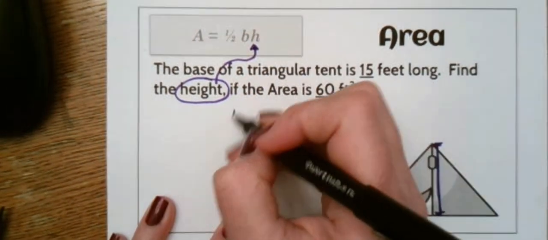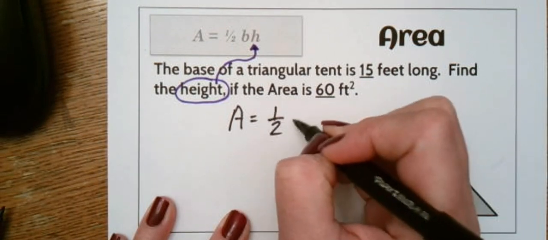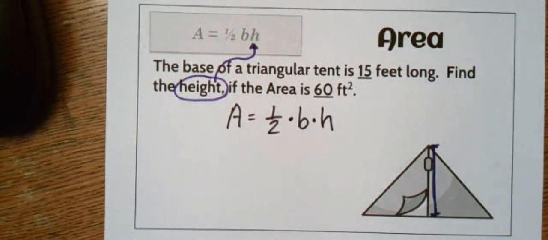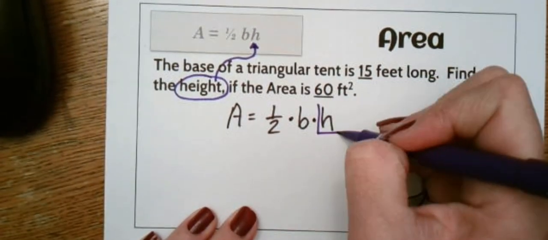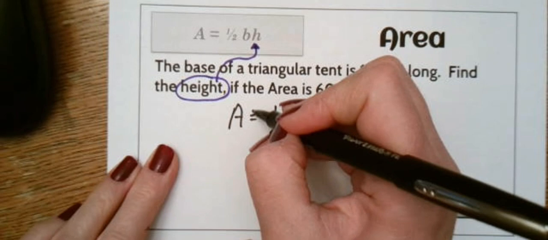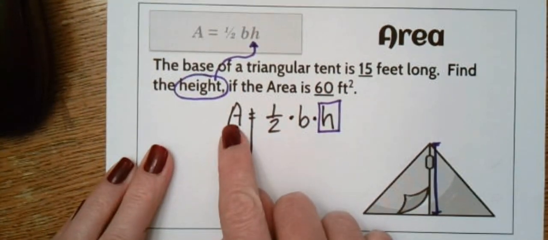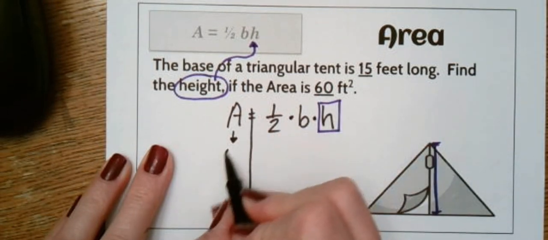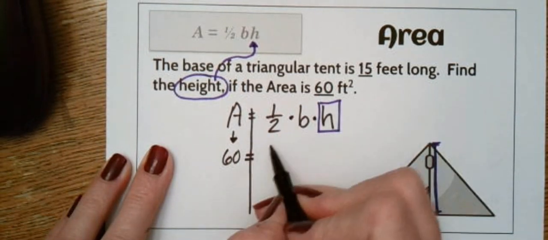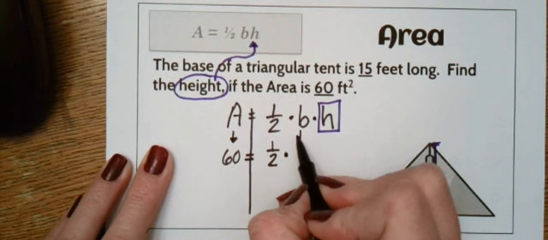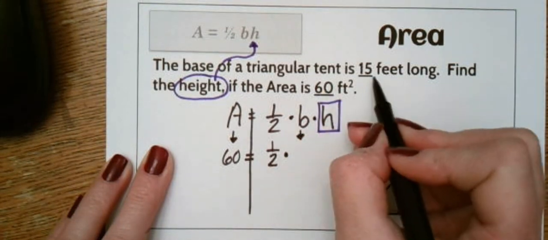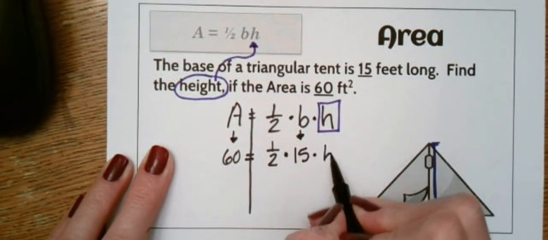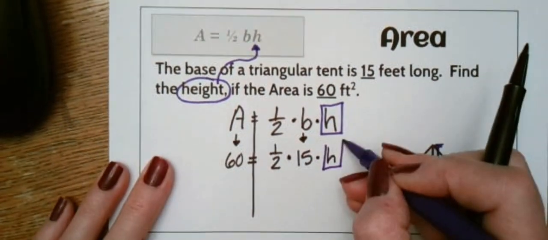Always start off by writing the formula that's going to help you solve the problem. 1/2 times base times height. And then I'm going to put a box around the variable in which I'm solving for. So now what I'm going to need to do is substitute a number in for area and for base. We can see that the area is 60 feet. So I'm going to replace 60 for area. And then I have 1/2 times, I'm going to replace the base with 15. It says the base of the tent is 15. And then, of course, times height. I'm going to put that back in a little box.